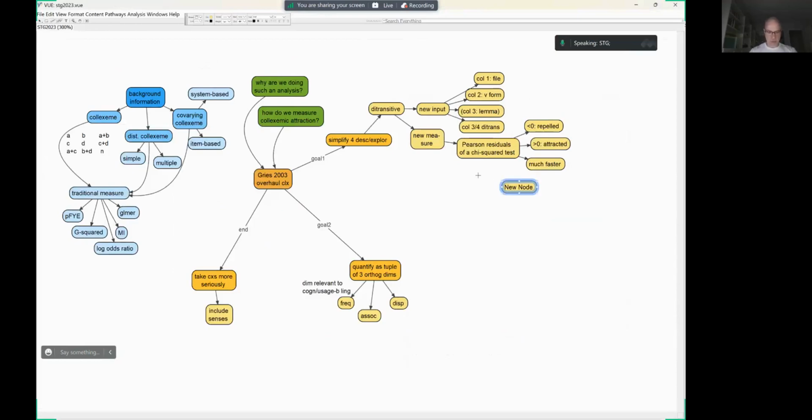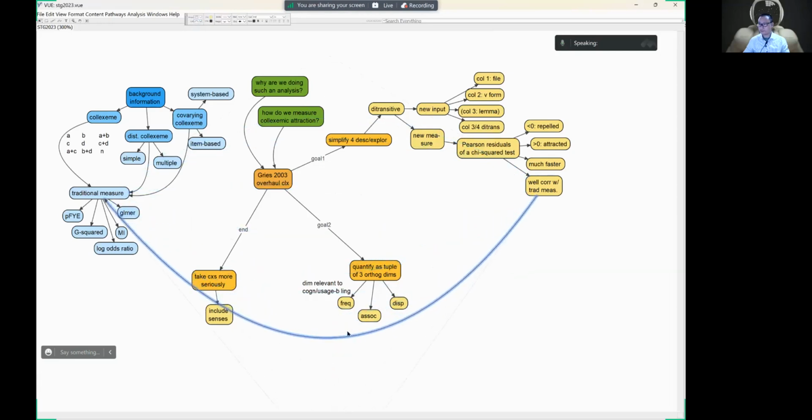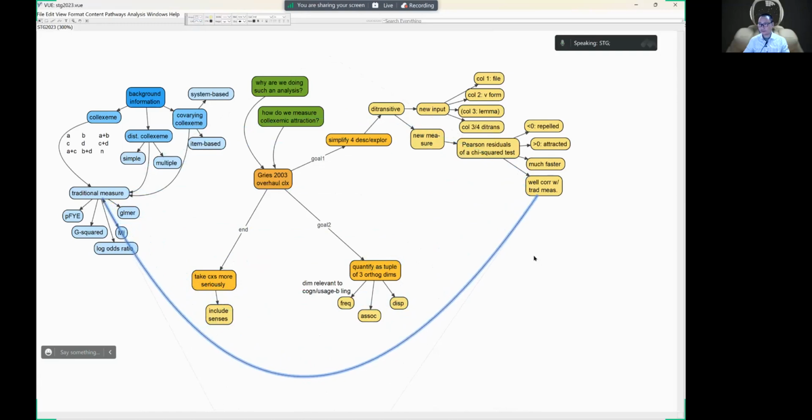So not only is it much faster, it's also well correlated with the traditional measures. So that's obviously a good thing, right? So another advantage. And maybe just to make that super clear, the traditional measures were those over here. Okay. This thing. Like that. Oh no, that's not super pretty. Maybe I'll change that later. All right.